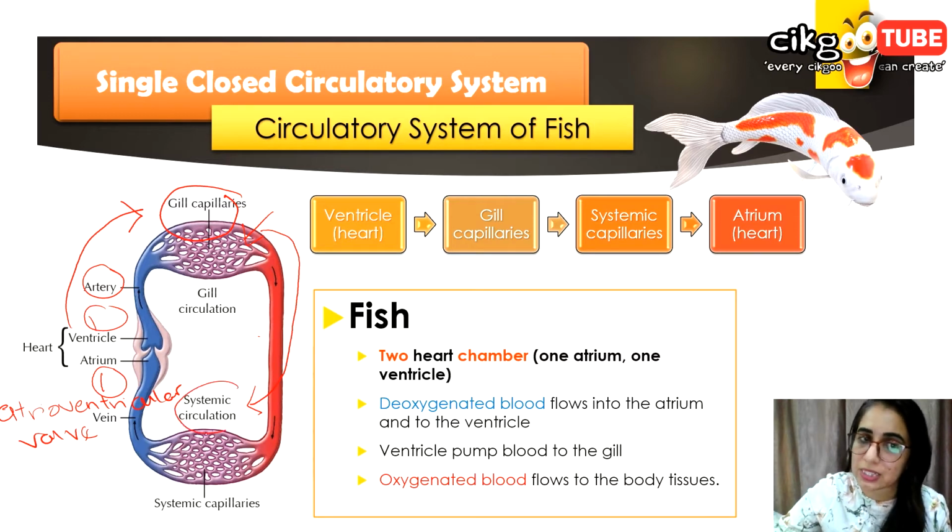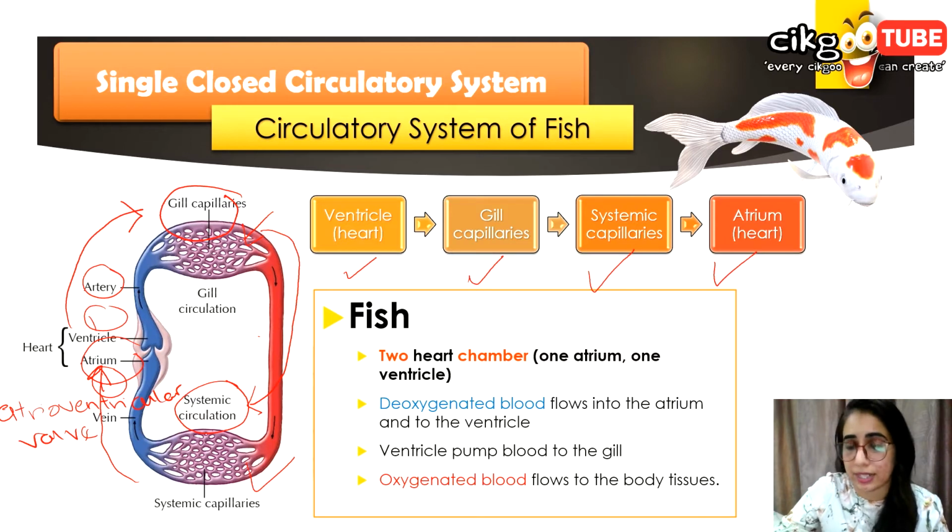This is the systemic circulation. We have two types, the gill circulation and the systemic circulation. In the systemic circulation, gas exchange also happens in the systemic capillaries. Then the deoxygenated blood will flow back through the vein to the atrium. So from the ventricle to the gill capillaries, to the systemic capillaries, and back to the heart, which is the atrium. So the exchange of gases happens at two places, the gills and the systemic capillaries.